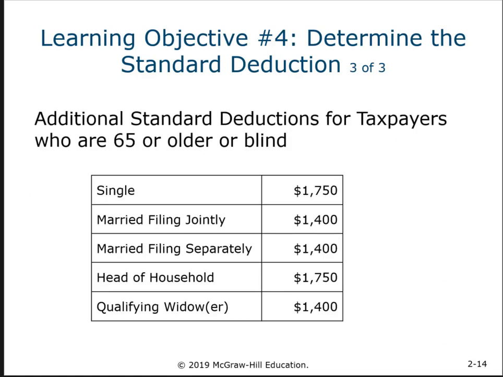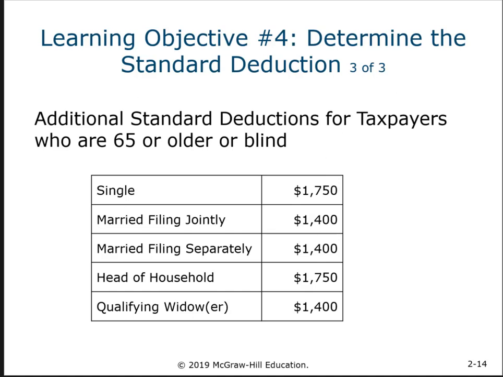Now, the additional standard deduction, if you're 65 or older or blind, depends on your filing status again. If you're single, you start with the single standard deduction and add $1,750 if you are 65. If you're 65 and blind, you add $1,750 twice. So your standard deduction would be $12,950 plus $1,750 plus $1,750.